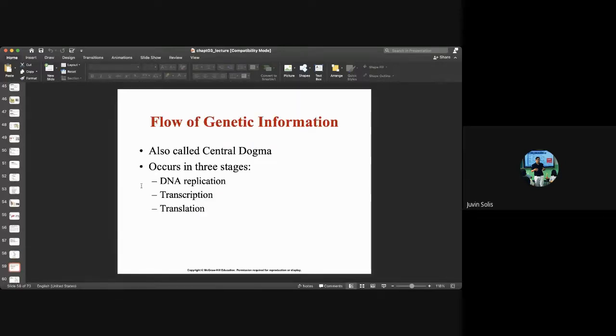Now, how is the flow of this one? The flow of genetic information, we call that your central dogma. Okay, it occurs in 3 stages. We have your DNA replication, transcription, and your translation.